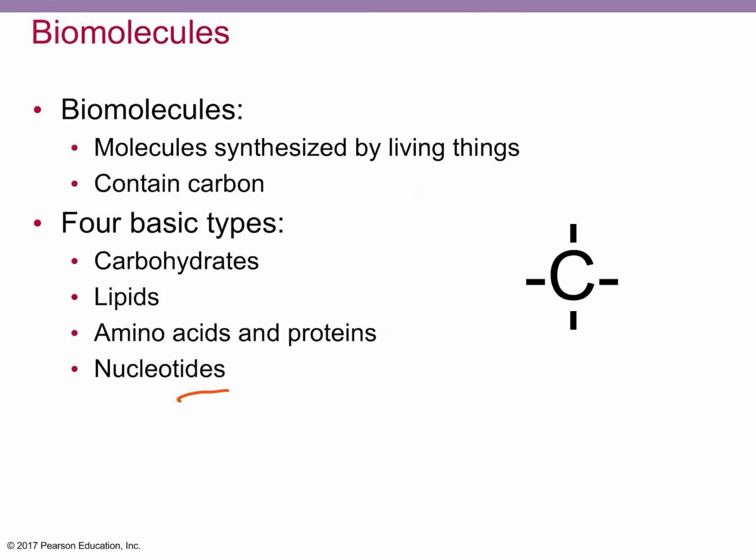Biomolecules are molecules that are necessary for life. Living organisms make these biomolecules. They are organic, so they have a carbon skeleton, a carbon hydrogen backbone. And organic molecules are made by living things, so living things will synthesize these biomolecules. There are 4 basic types of biomolecules: carbohydrates, lipids, amino acids and proteins, and our nucleotides.